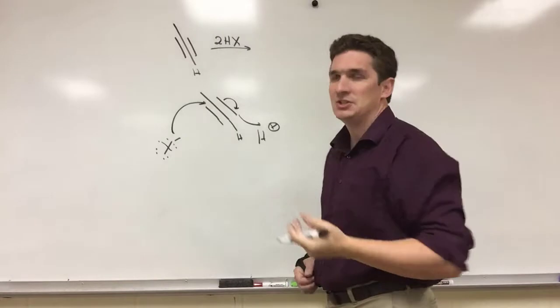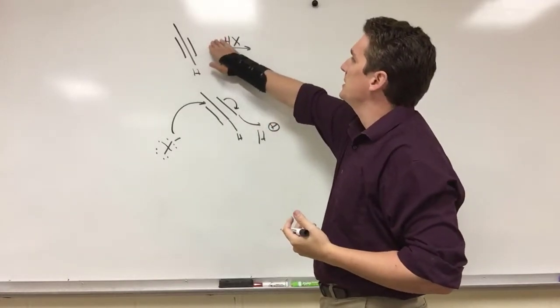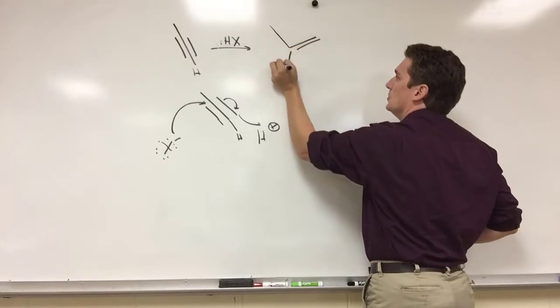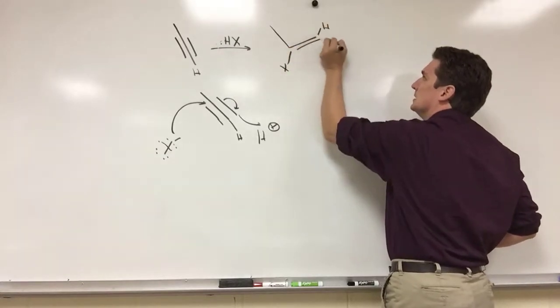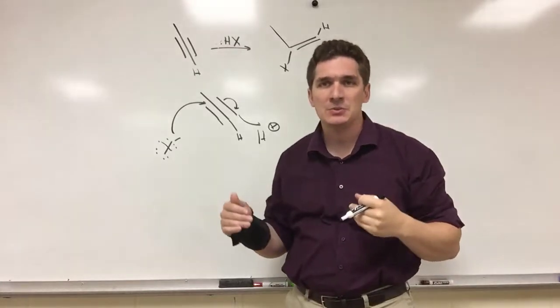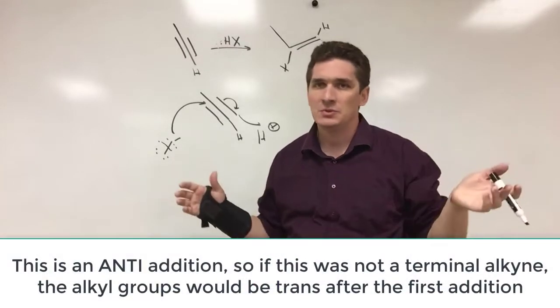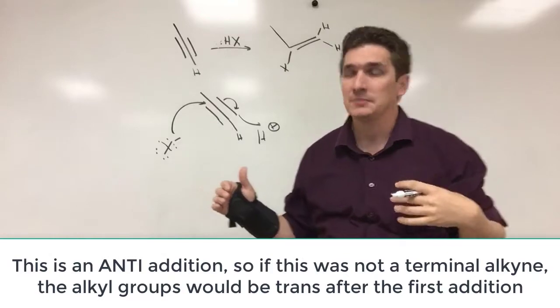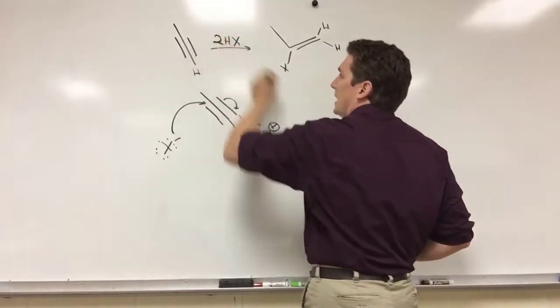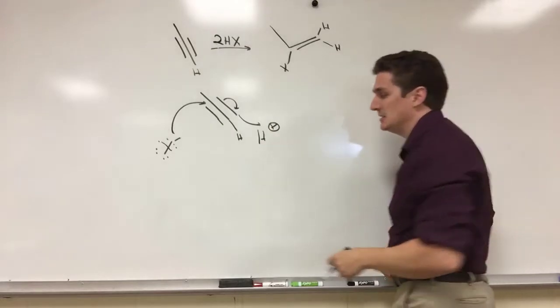So the first addition, instead of having 2x, we just had a 1x, would result in this alkene. So the H and the X are added opposite to each other. If we were to describe it, we would say they were trans to one another. And this is the first addition. But if we're good enough to add to the alkyne, we're also good enough to add to the alkene.